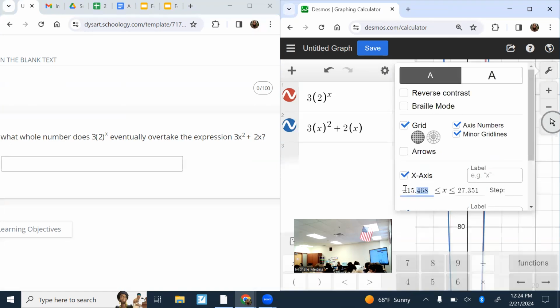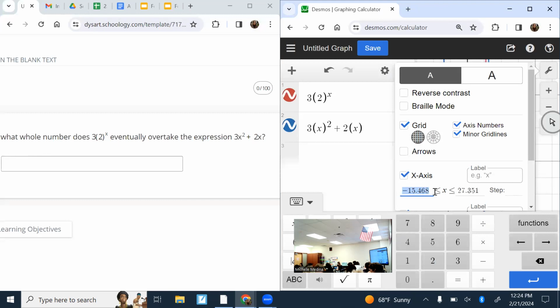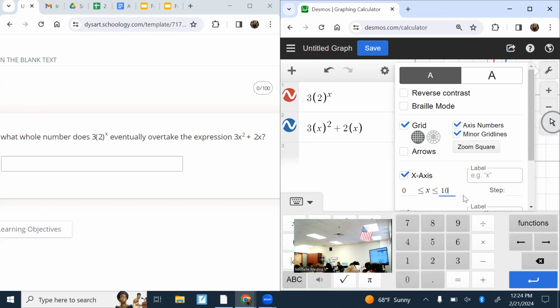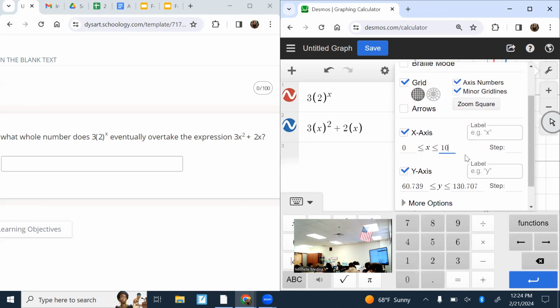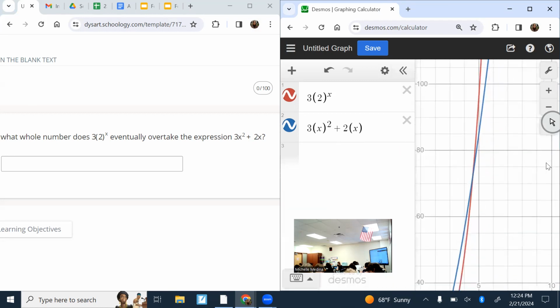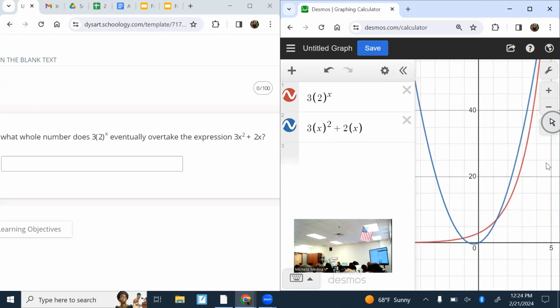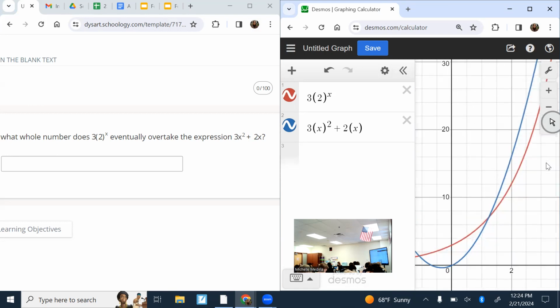We wanna know at what whole number. So I'll start at 0 then on the x, and maybe we'll go to like 10. And we can adjust more if needed. The y-axis, I'll leave how it is. I don't know when exactly it will overtake it. So here's my 2 lines graphed together. My red is my exponential. It starts out where my whole numbers are higher, but then the quadratic exceeds it like right here.